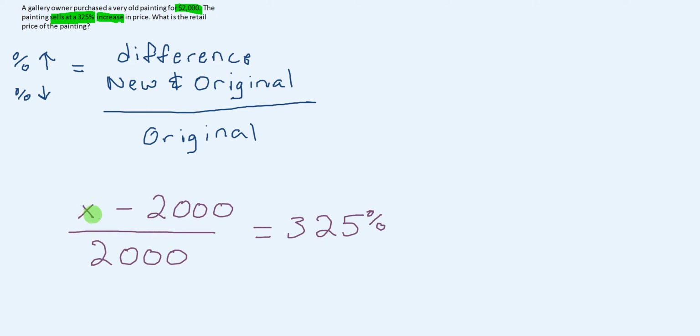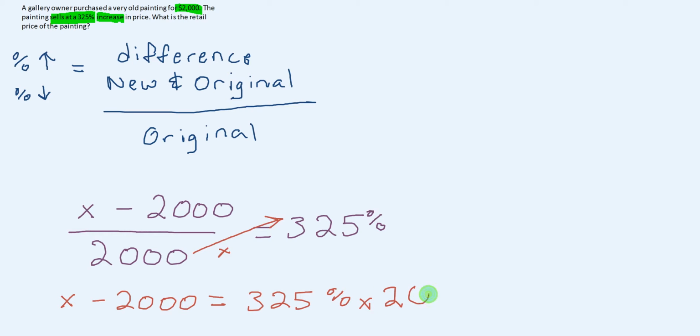So my next step is, hey, let's isolate x. To do that, I've got to get rid of all this other information. First off, let's undo division of 2,000 and move it over to the other side. We'll multiply both sides by 2,000. So now I'm left with x minus 2,000 is equal to 325% times 2,000.